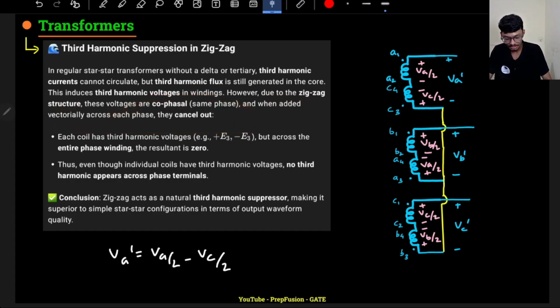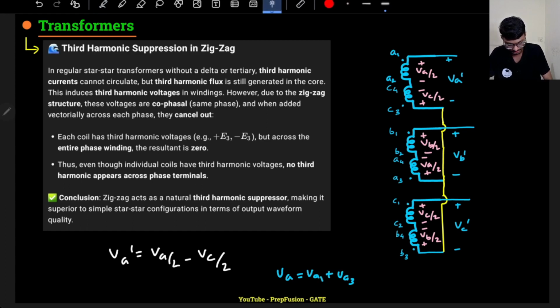So what do I mean? Now we are discussing how in zigzag connection the third harmonic components are suppressed. In a star connection, I know that the phase voltage might have a third harmonic component. Let's say the phase voltage has a third harmonic component, VA equals VA1 plus VA3.